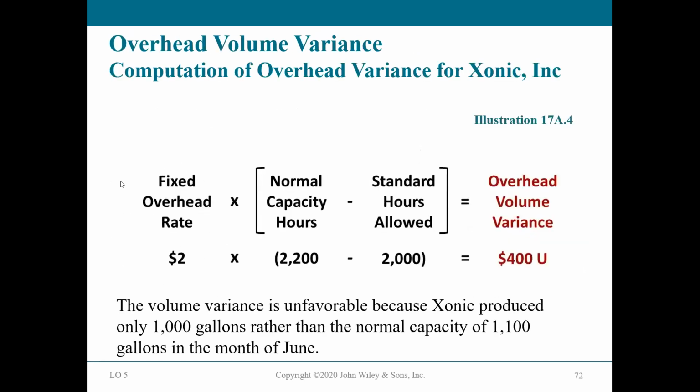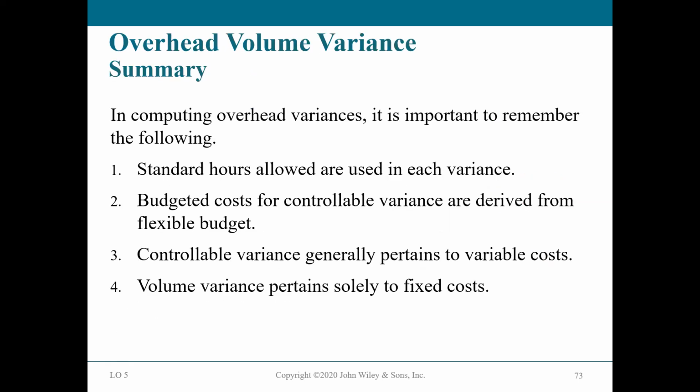So we're asked to compute the overhead volume variance. Our fixed overhead rate was $2. Our normal capacity is 2,200 per month. Our standard hours allowed were 2,000. So therefore, our volume variance is an unfavorable $400 because we didn't use up to our normal capacity. Volume variance is unfavorable because we produced only 1,000 gallons versus 1,100 gallons. So we didn't produce as much as we could have.